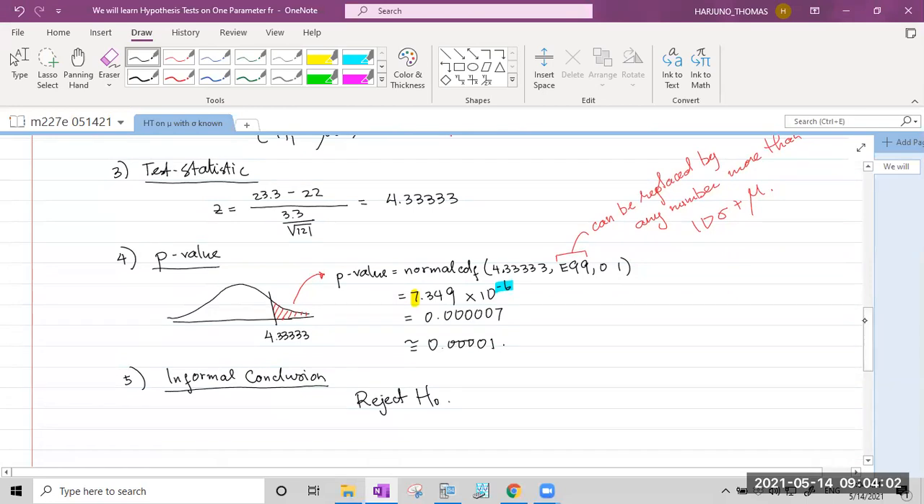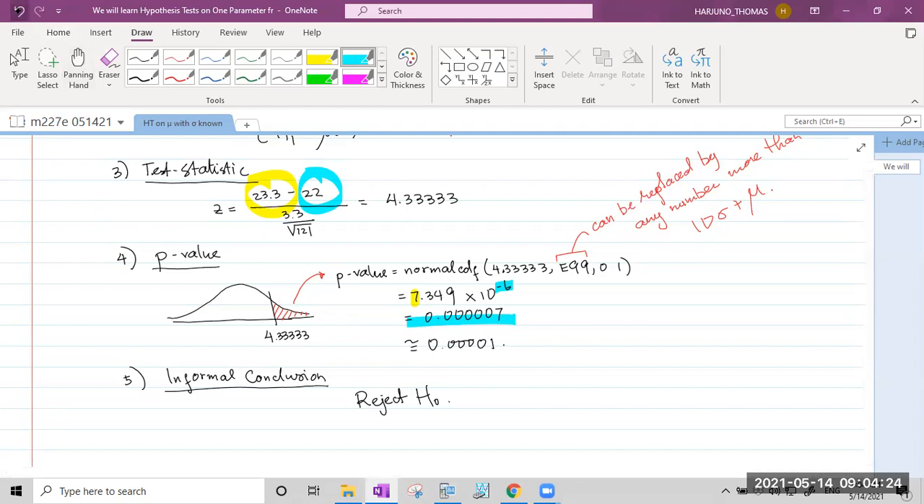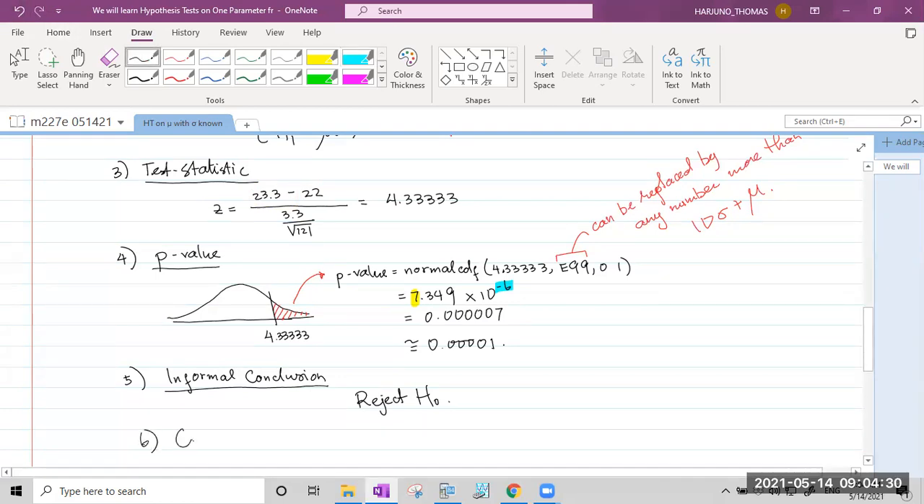Now, the informal conclusion: reject null hypothesis. Why? Because the probability for us to come up with this sample mean, while this is the population mean, is so small, smaller than our alpha. Now then, step 6, conclusion.